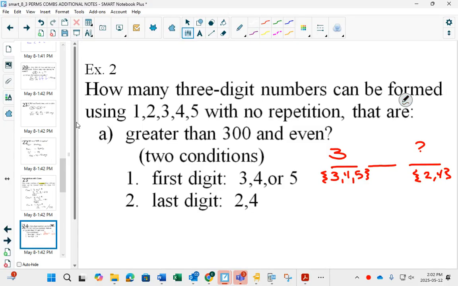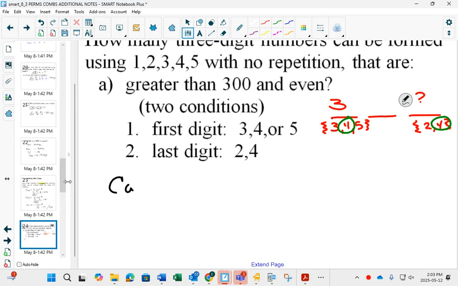We have a problem because we have a restriction and it overlaps. If the restrictions didn't overlap, you would be fine. But the problem here is that we have a restriction that overlaps. So what we do is we break up our restrictions into cases. And you choose whichever restriction you want. I usually choose the restriction that has less options. So the last number is a 2 or a 4. Case 1, I'm going to count all the ones that end in a 2. So I'm saying this has to be a 2, only 1 choice.